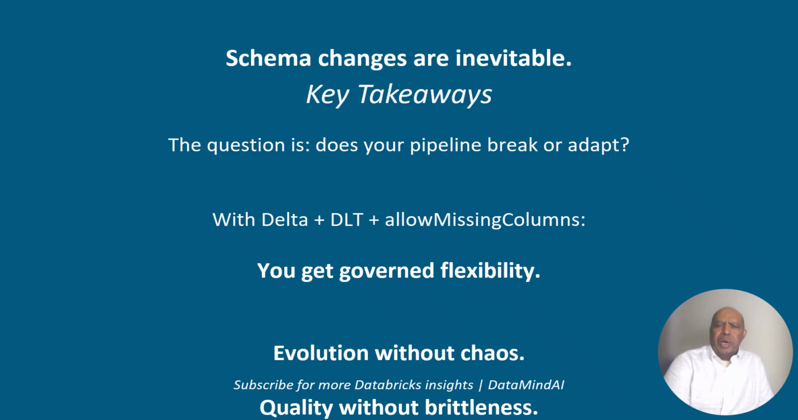And quality without brittleness. You don't sacrifice quality for flexibility. You have both. Validation still runs, expectations still enforce, but the pipeline does not break when schemas evolve. This is what separates a mature data platform from a amateur one. If you're building production data pipelines, you need schema evolution. It is not optional. It is fundamental. And now you know how to implement it in Databricks with Delta Live Tables.